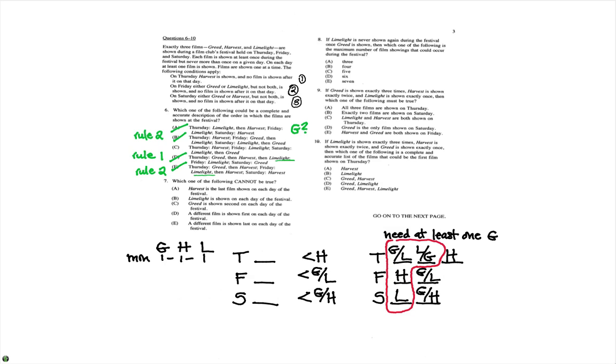So A would be eliminated, bringing me by process of elimination to C, the correct answer. Now, I'm going to write the scenario from C out just so we have it, because again, don't forget, that is a free hypothetical that we can use later on. So again, we have harvest on Thursday, limelight on Friday, and then Saturday we have limelight followed by greed.